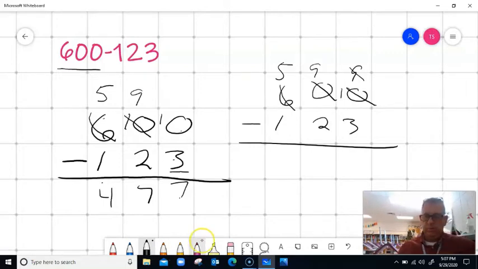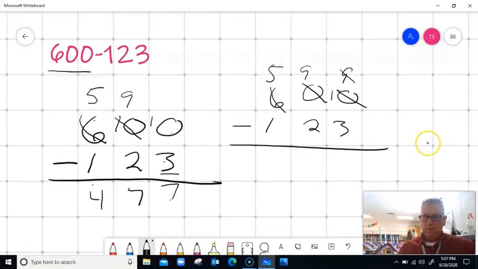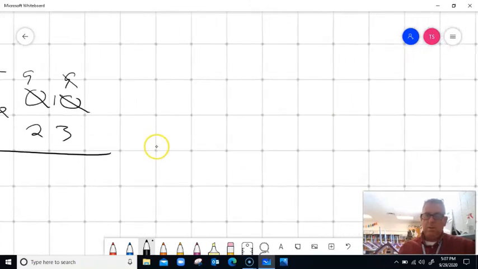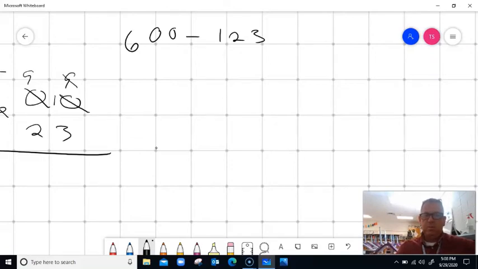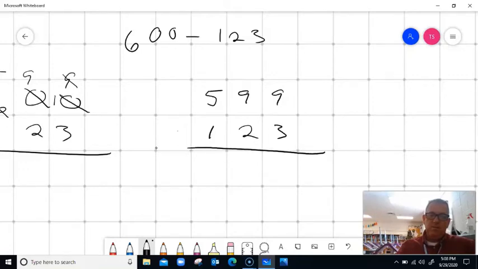And I'm going to show you one other little trick here. This is something a student showed me. Okay, so we'll do 600 minus 123. Okay, and this is what they did. They went ahead and subtracted 1 from the 600. So 600 minus 1 is 599. And then they went ahead and subtracted 123 from 599. And when you do that, there's no regrouping required.